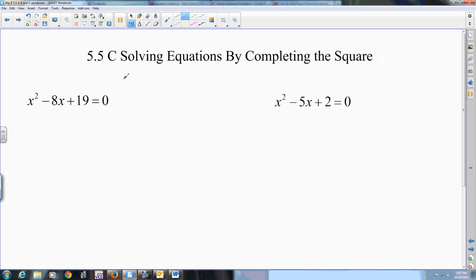Alright guys, part 2. I know it looks like part 3 because it's C, but this is named 55C after the worksheet that goes with the book that goes with it. This is for the second 5-5 assignment: solving equations by completing the square.